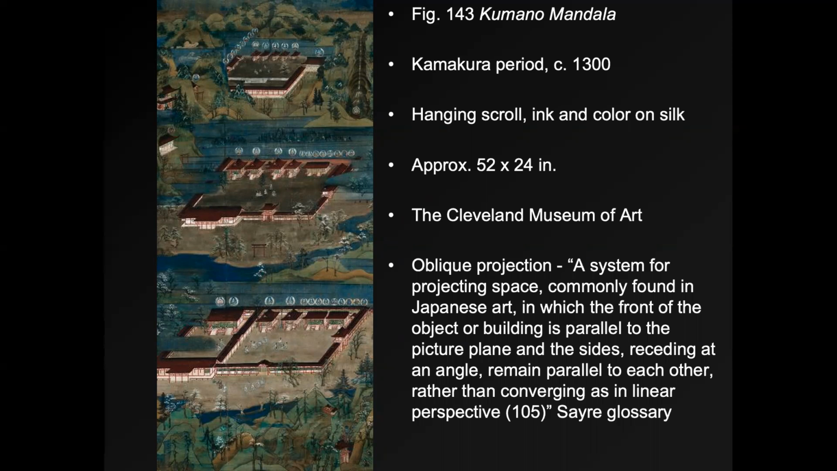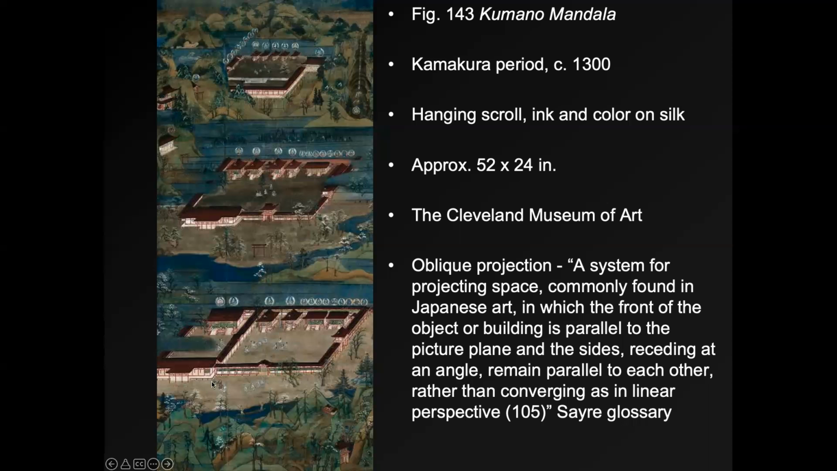It's a system for projecting space commonly found in Japanese art in which the front of the object you're building is parallel to the picture plane and the sides receding at an angle remain parallel to each other rather than converging as in linear perspective. So you can see that all the lines of the front of all of these buildings are straight, so parallel to the picture plane. Remember, the picture plane is that imaginary barrier between the world and the world of the picture. And then we have diagonal lines going off to one side.